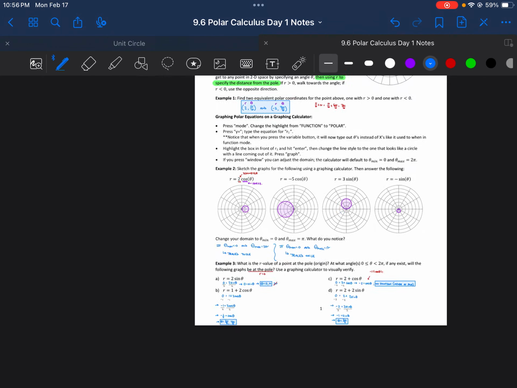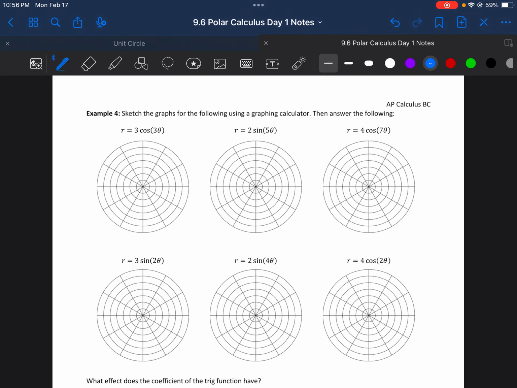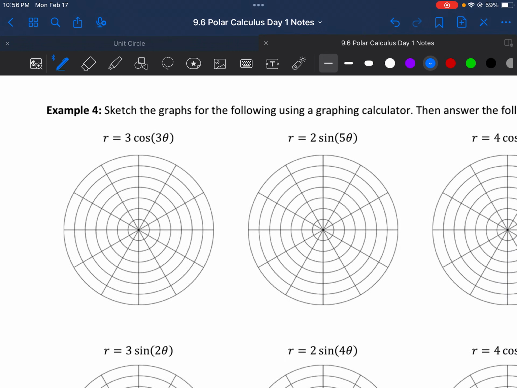Right. Hopefully all that's making good sense. Okay, for the next ones. Now we're going to be looking at rose curves.